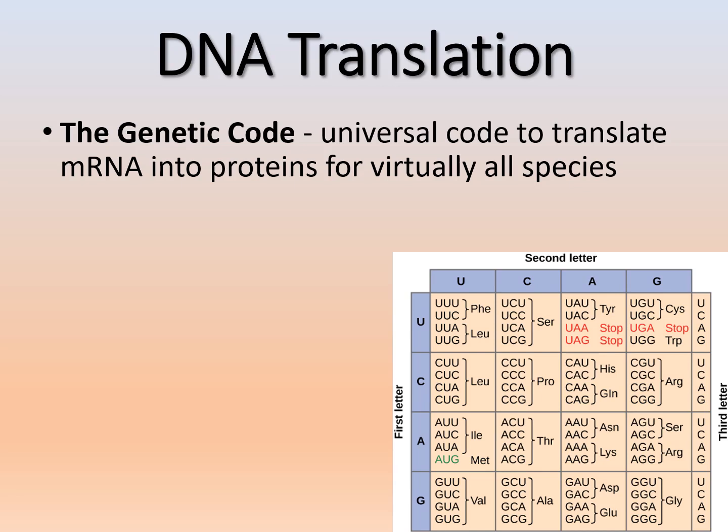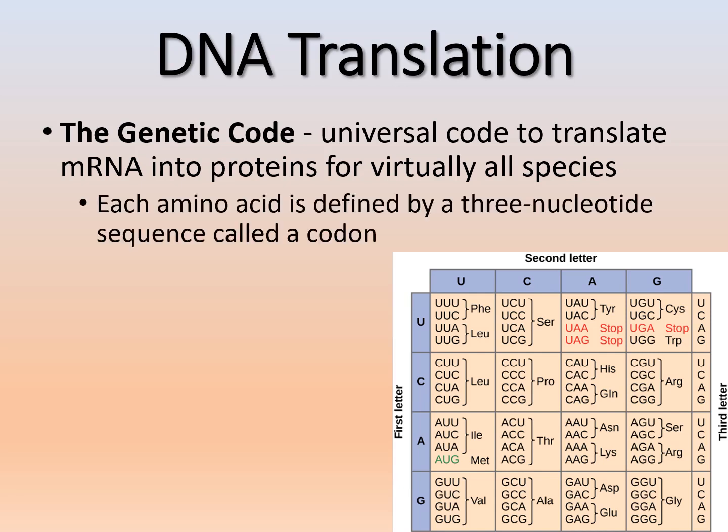So now we're going to actually read that mRNA. We're going to translate that mRNA. And how do we do that? Well, we use what's called the genetic code. And this is a universal code. So essentially, for virtually all species, the mRNA is going to translate into the same amino acids. So that's why it's a universal code. And it kind of stems the theory that all living things are really coming from the same place because of this universal genetic code.